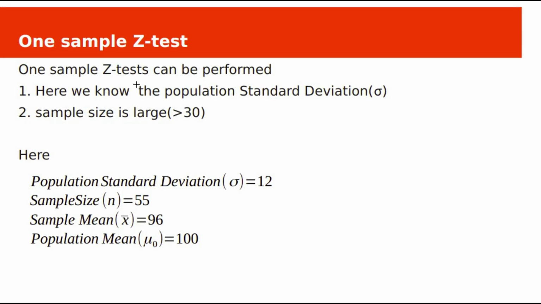For this problem, we can perform one sample Z test. We have one sample of size 55 and we also know the population standard deviation sigma, which is 12 in our example, and sample size n 55, which is greater than 30, so it is large sample. This is the data we have. Population standard deviation sigma equal to 12 and sample size n equal to 55 and sample mean x bar equal to 96. Population mean mu naught equal to 100 points.